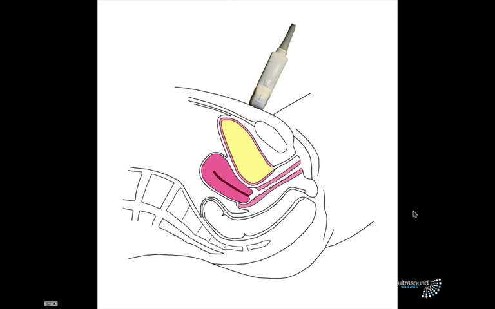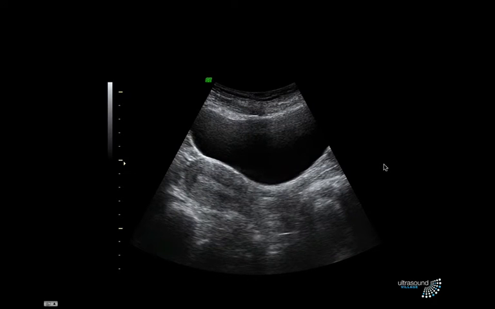Now, if we turn our probe 90 degrees, what we'll be getting is a slice of image perpendicular to this image. And so what we should see is the uterus, which will be round in a transection here, with bowel gas behind it, and a bladder in front of the uterus, which will be more rectangular in shape. So here we are, our longitudinal view.